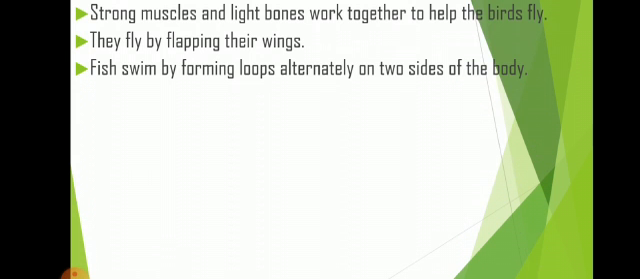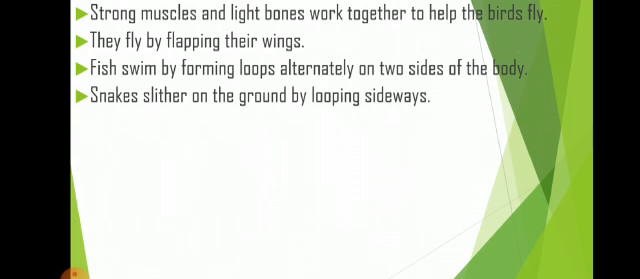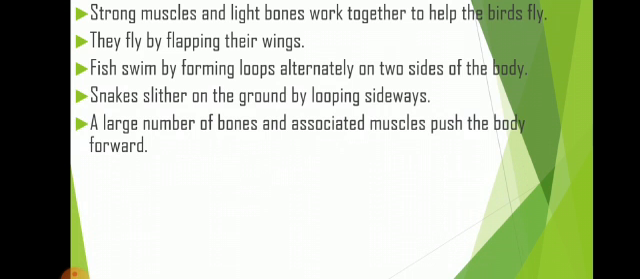Fish also can move from one place to another in water, because both sides of the body form a loop. Snakes slither on the ground by looping sideways. A large number of bones and associated muscles push the body of the snake forward.